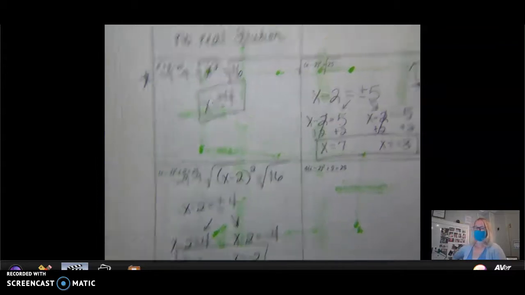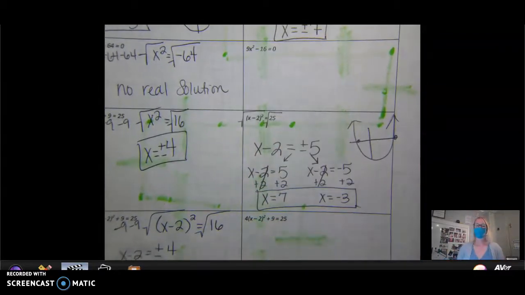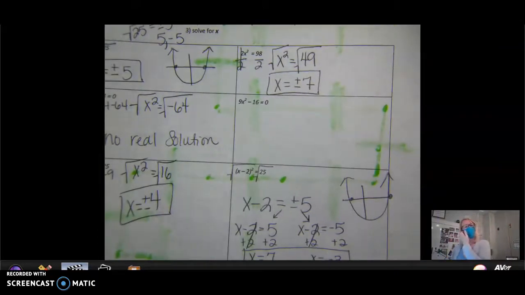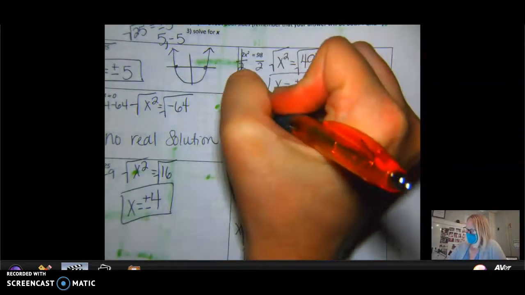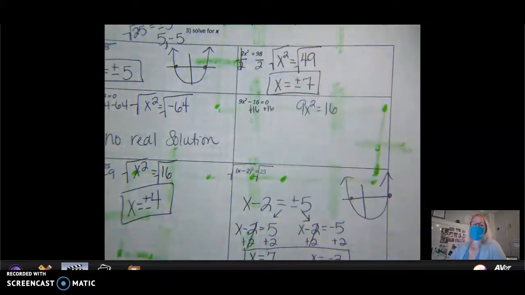Okay, I want you to try the two that we haven't done on this page. So this one and this one, completely on your own. Okay, this first one, what would you do first? So essentially solving for a variable. In that case, what would I do? Yep, first thing is I'd add 16 to both sides. So I get 9x squared equals 16. What do I do now?